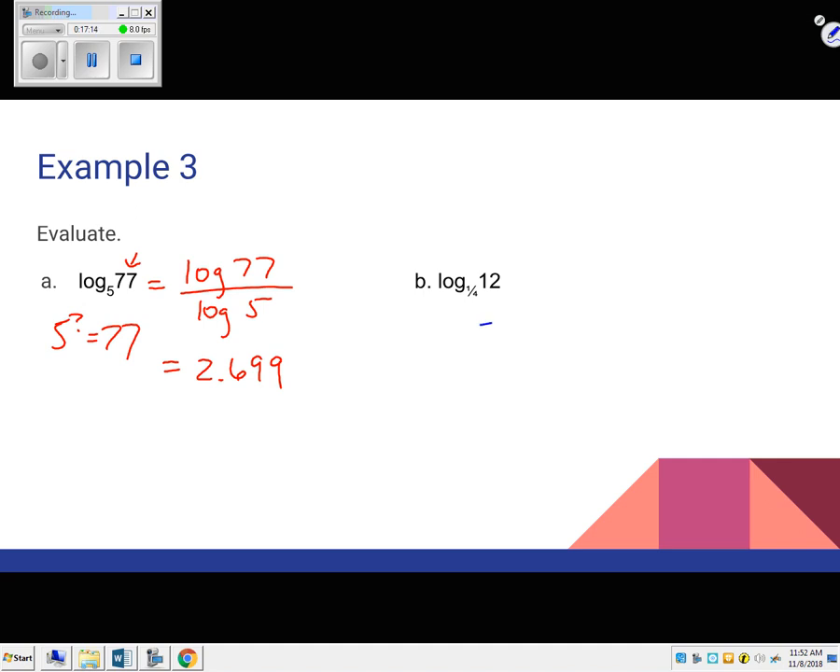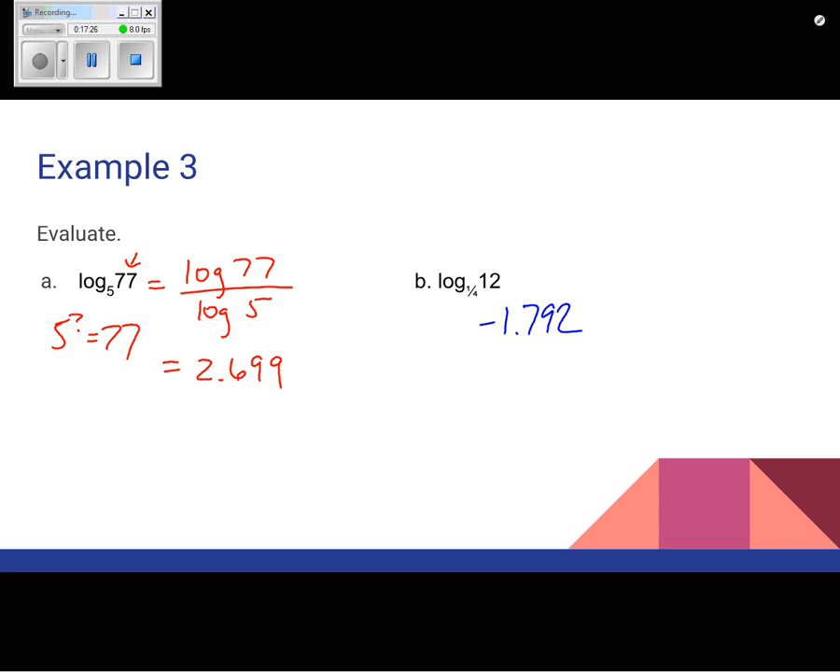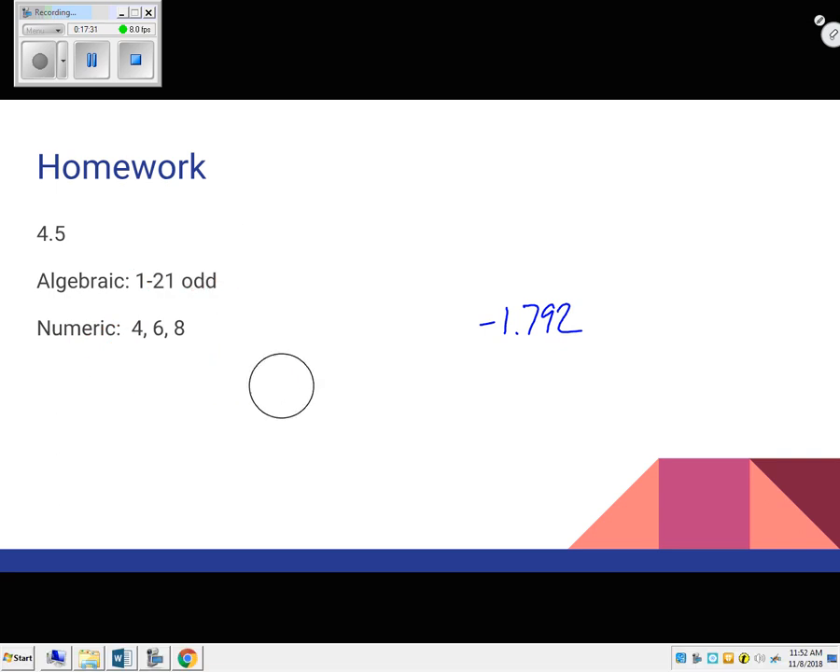Did you get a negative answer? Maybe a negative 1.0792. Any questions on this, please let me know. This is going to be very key, like I said, to stuff we're going to be doing next week when we start solving. Got to be able to expand and condense and get stuff written a little bit differently. So, good luck.